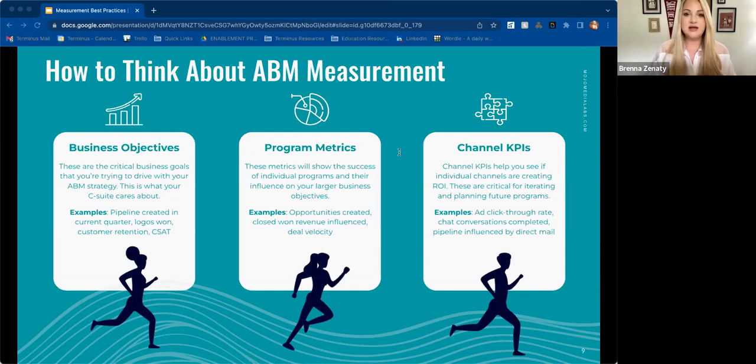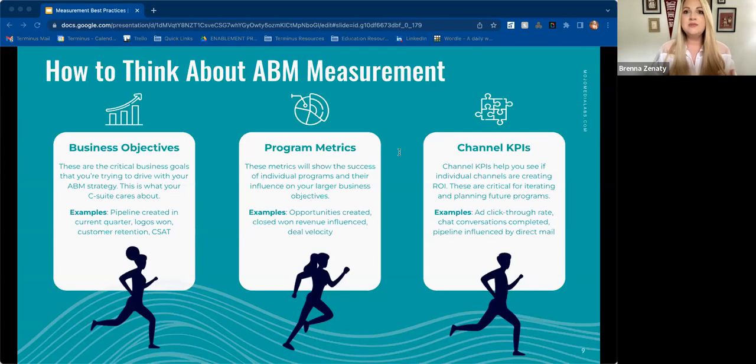And the second area is program metrics. So these are really metrics that will show the success of individual programs and their overall influence on those larger business objectives. So this could be your overall ABM program, or even performance across different target account segments or audience segments in that ABM program. So some examples of metrics might be opportunities created, closed won revenue influenced, or even deal velocity. How quickly are accounts in these programs moving through our sales cycle?